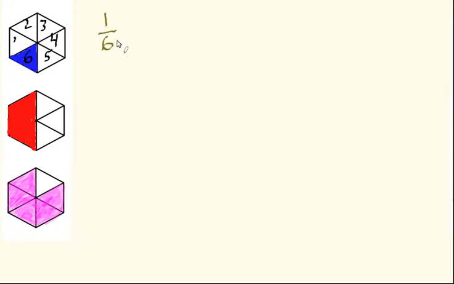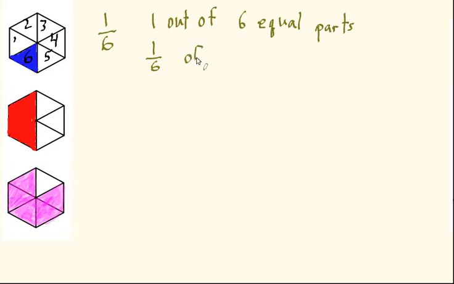1/6, and we can say that in this case, 1 out of 6 equal parts. Okay. Another way to say it is that 1 out of 6 of the hexagon is colored in.